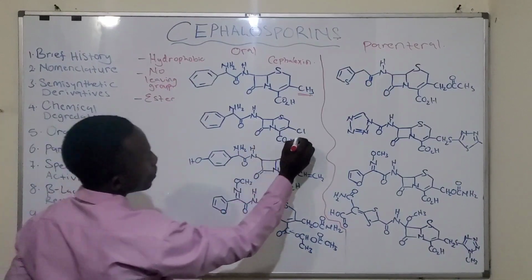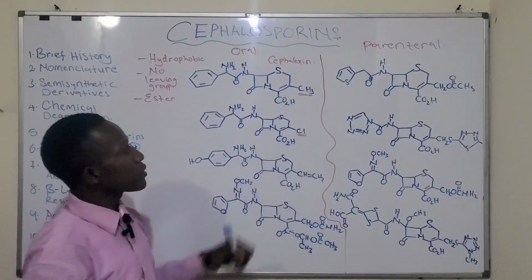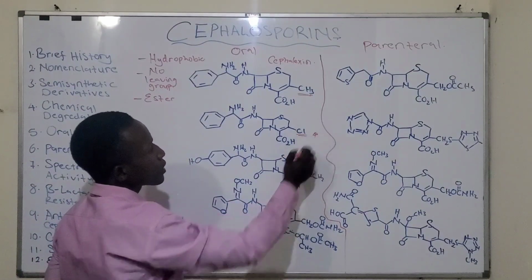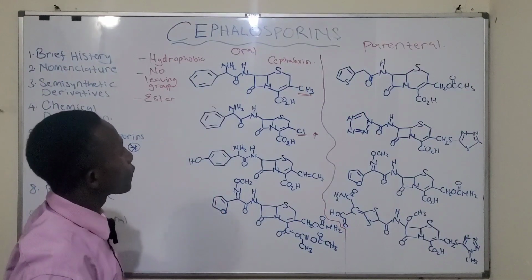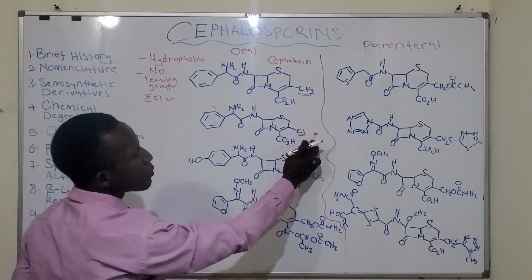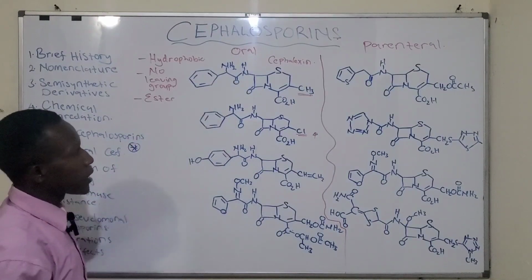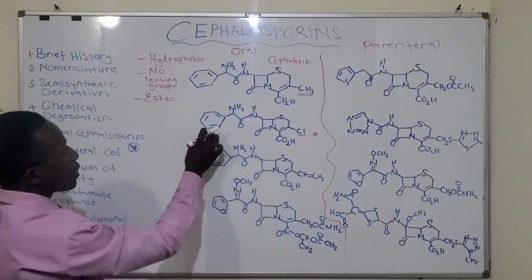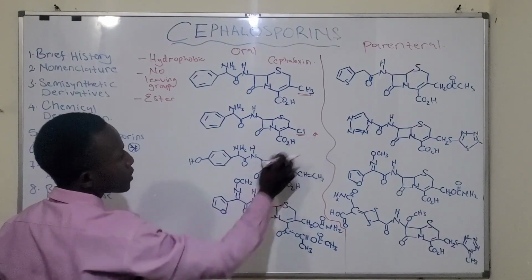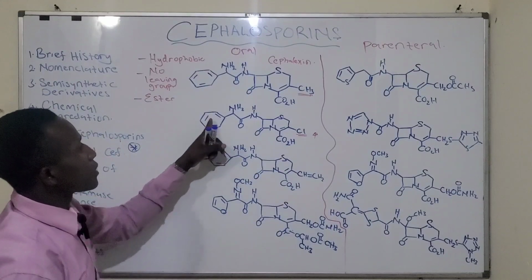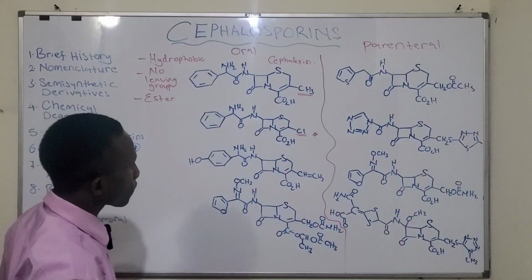Then this one, there's no leaving group. So we have a chlorine. This chlorine will increase the lipophilicity of the drug, and we have also this lipophilic part, meaning that this drug can be given orally because there is no leaving group, meaning it is stable in the acid, and this part is also lipophilic, meaning that the lipophilicity is high.